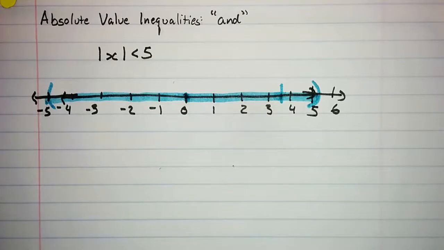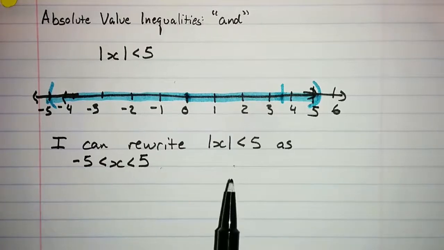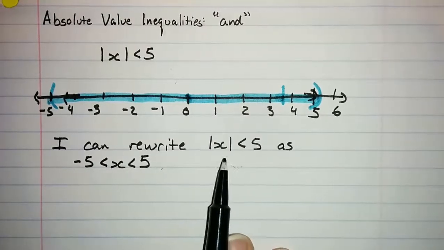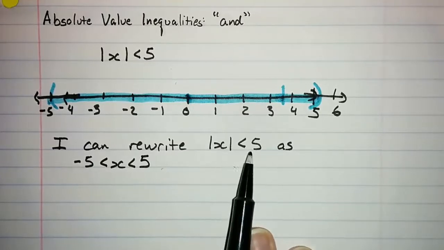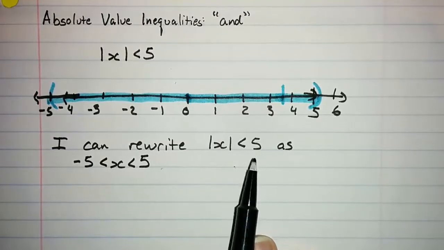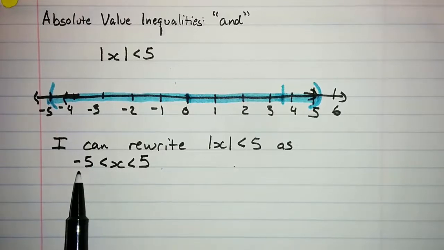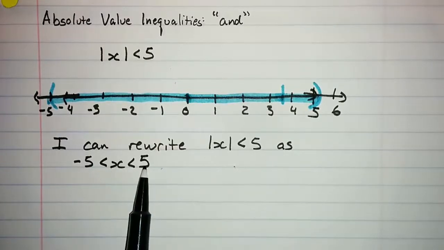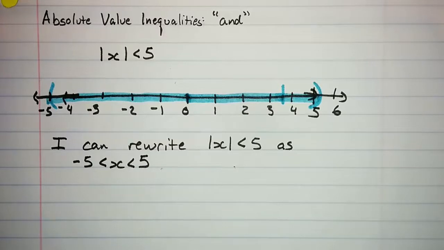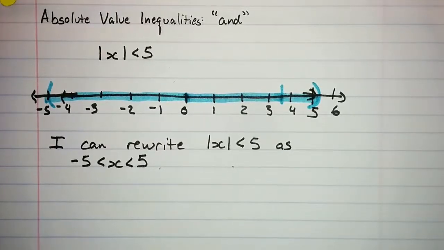Oh, I think I see something. I can rewrite the inequality, the absolute value of x is less than 5, as saying that x is somewhere between negative 5 and 5, right? Will that work out in general for absolute value inequalities? Let's come up with something, I don't know, a little bit weirder.